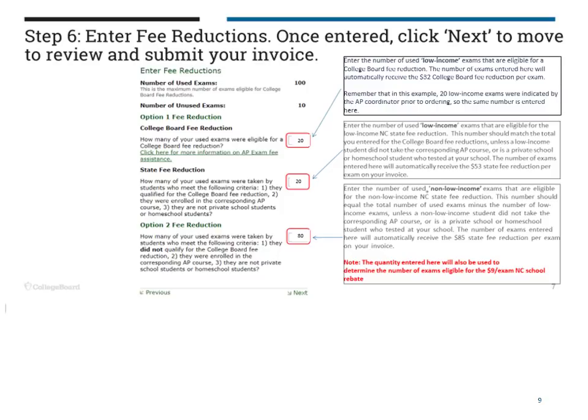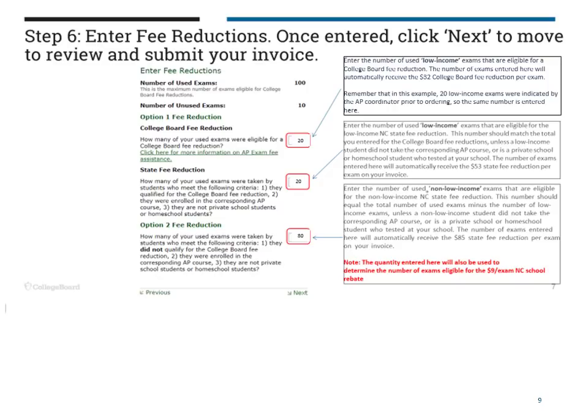So the box under that is the number of used low-income exams that are eligible for the North Carolina public school fee reduction, right? So here is where you do not include the homeschool students, the private school students, and the students who were not enrolled in the corresponding course.